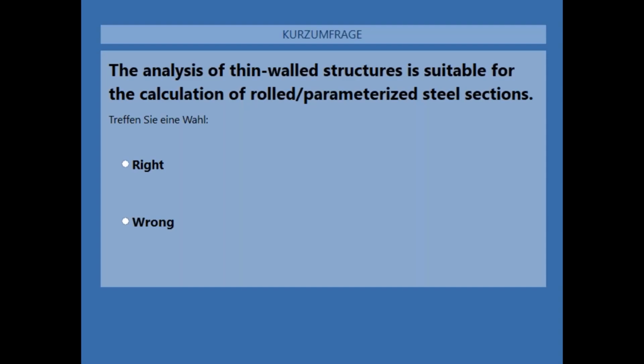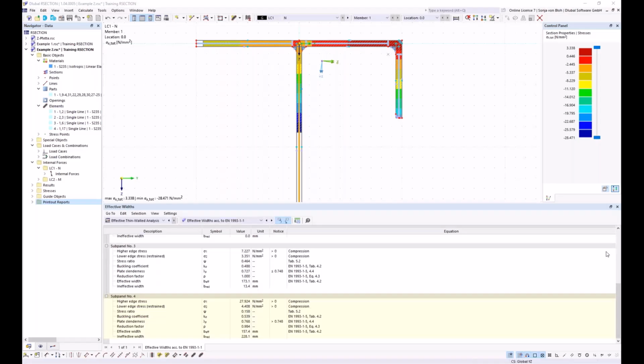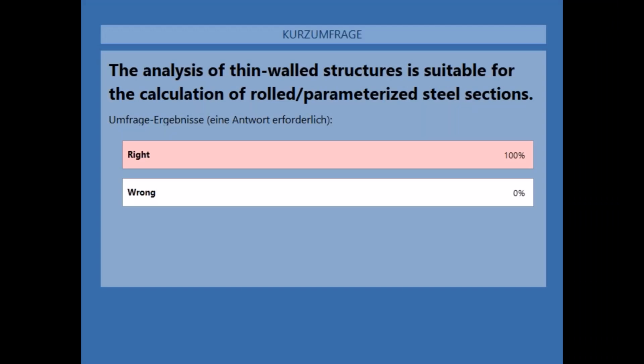I will now close the survey and share the results. The correct answer is that the analysis of thin-walled structures is suitable for the calculation of rolled parametric steel sections, and you have answered this correctly.